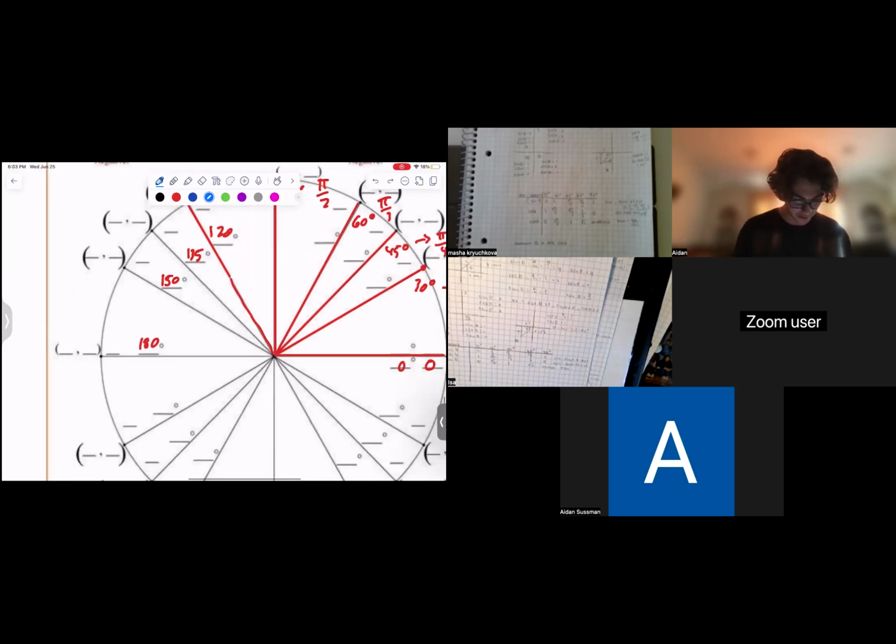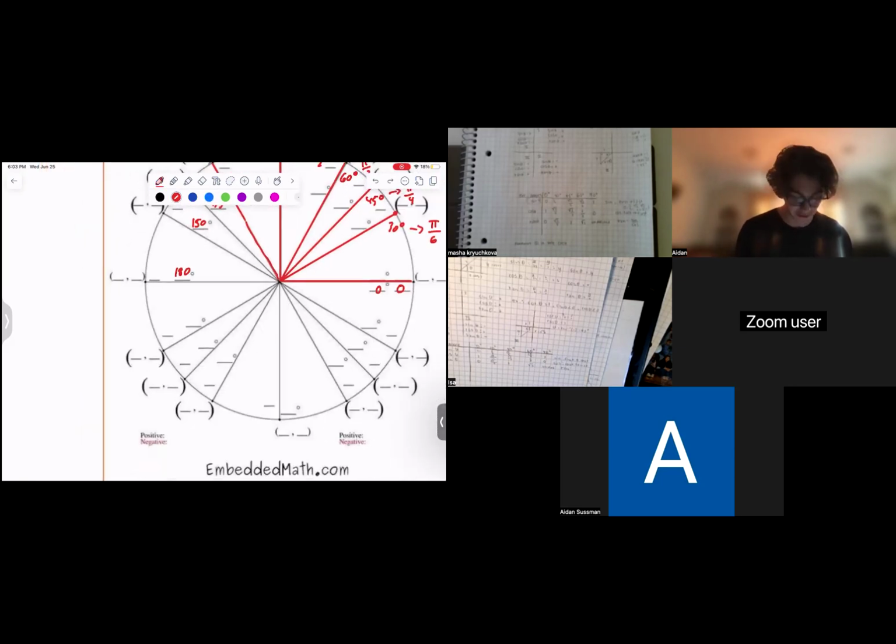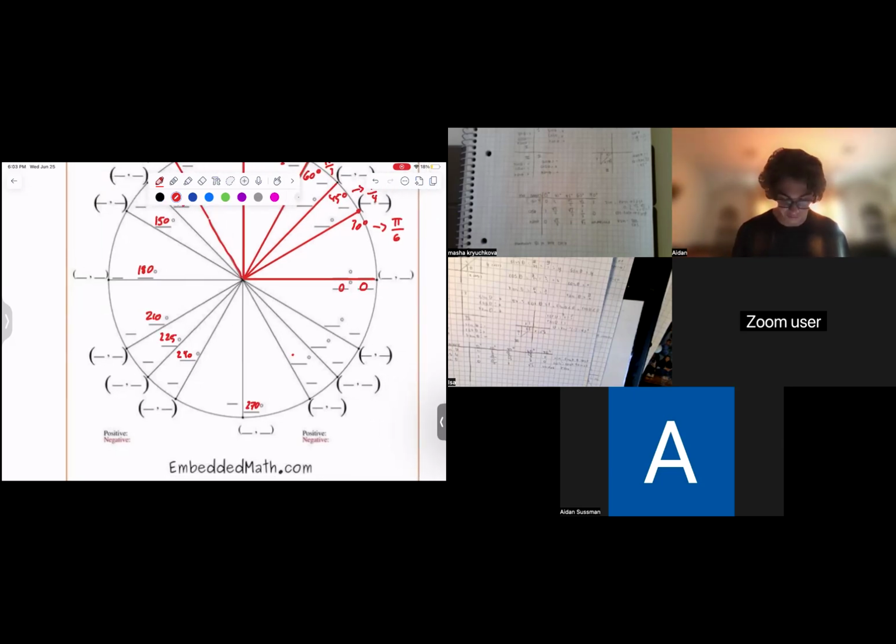Let me write the rest of these really quickly. Right here is going to be 210. This is 225. This is 240. Here's 270. Here is 300, 315, and then 330.